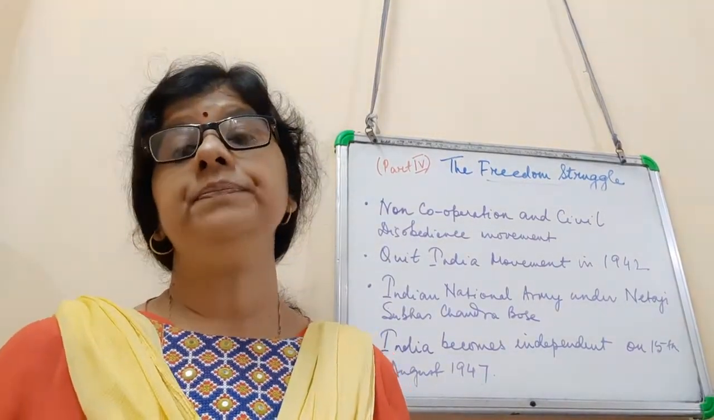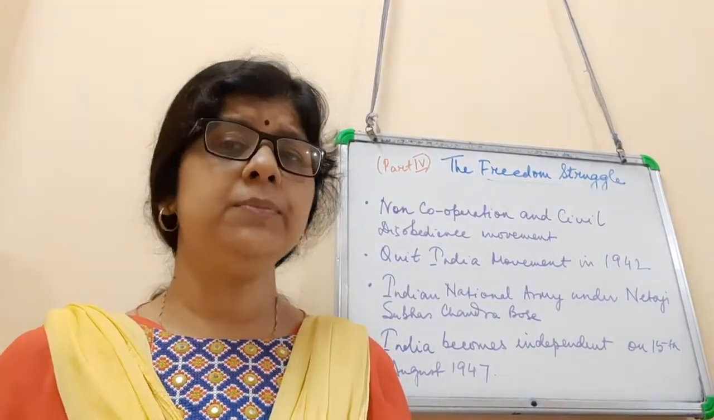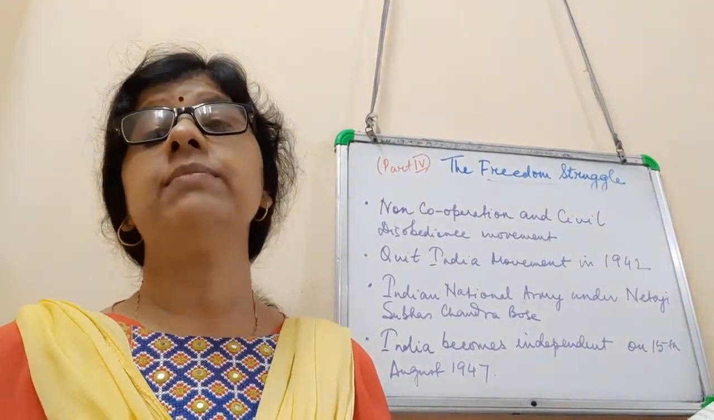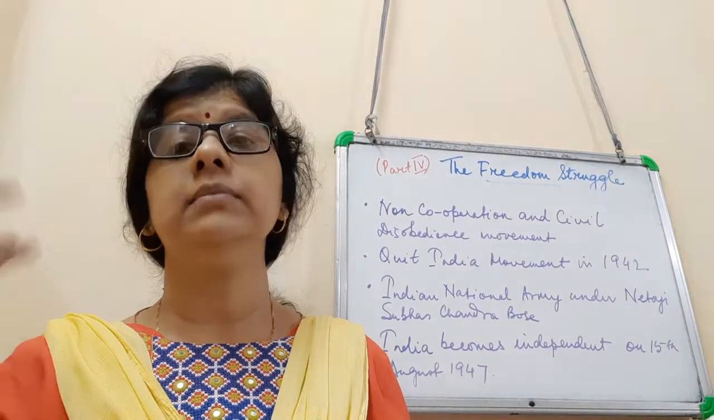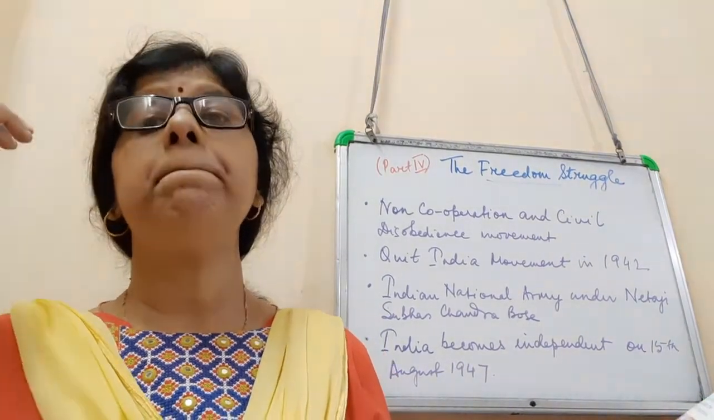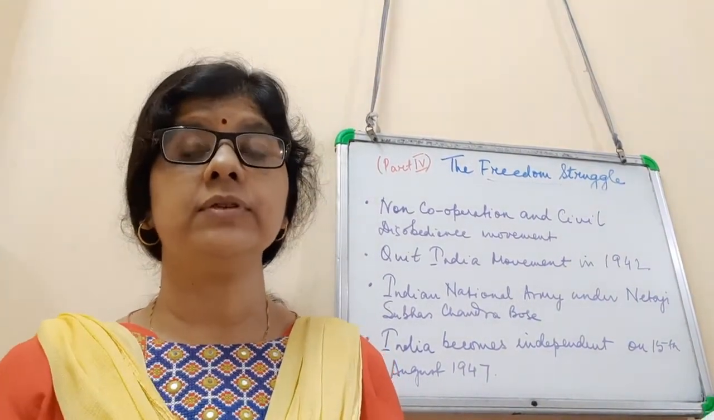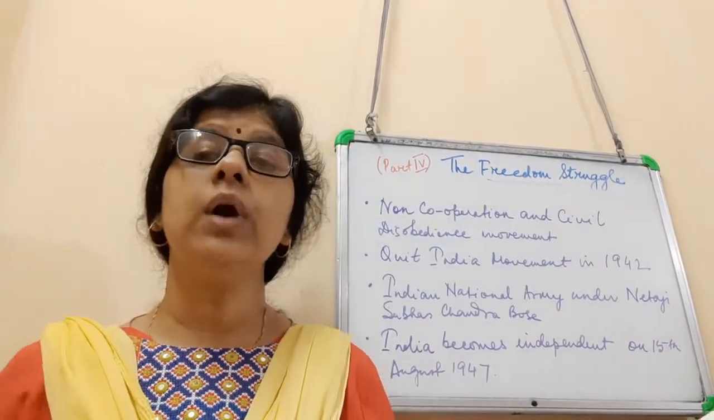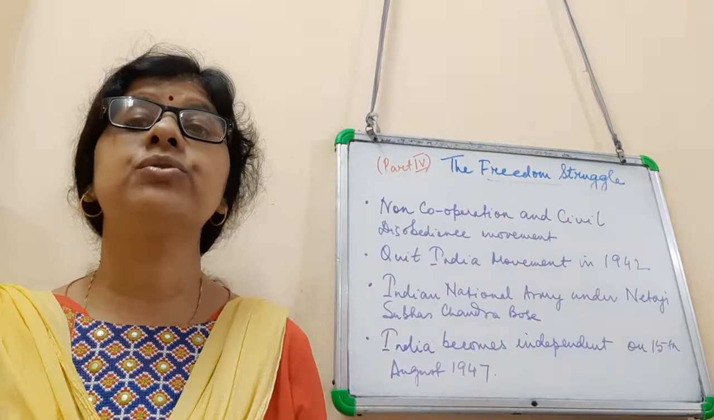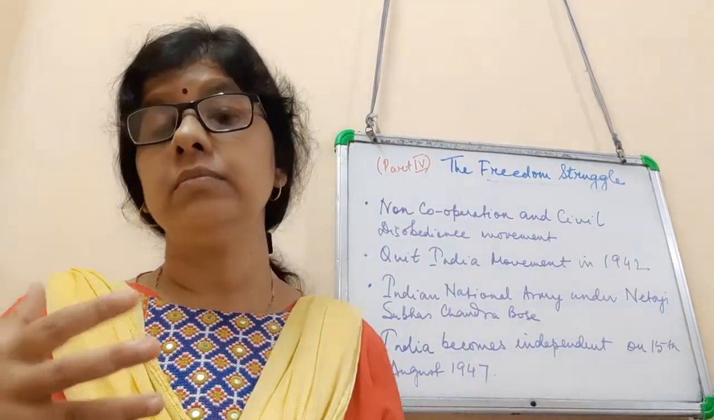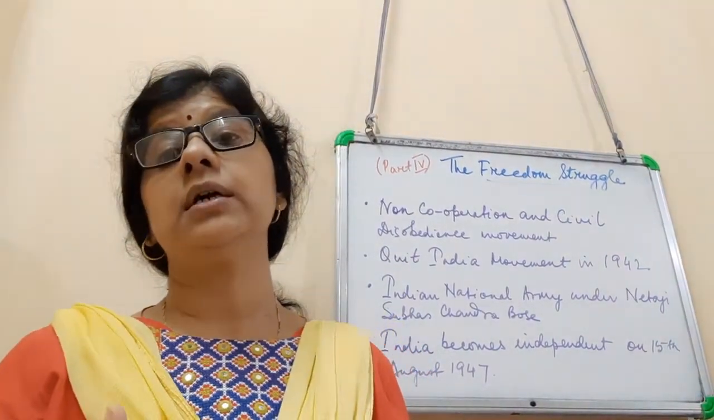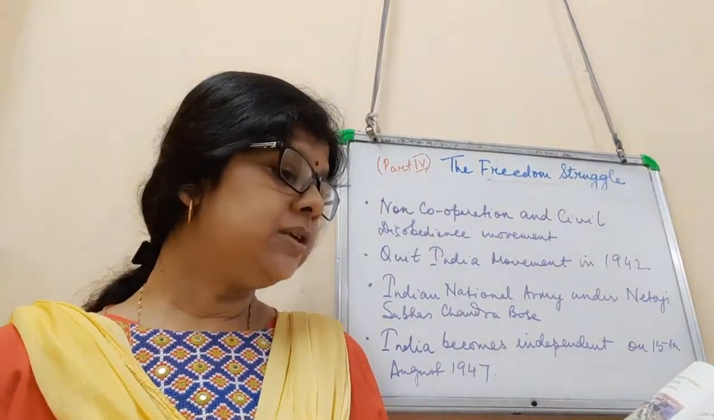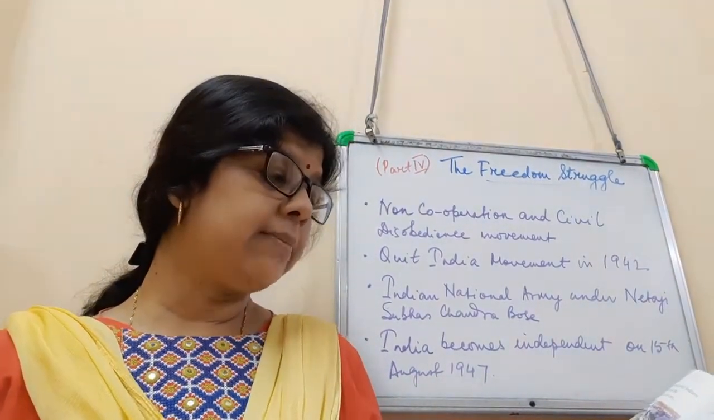So, when finally the British decided to leave India, the question came of who would be at the head of the government. And then there was no other option but to create another country called Pakistan. The partition of India and creation of Pakistan became inevitable.